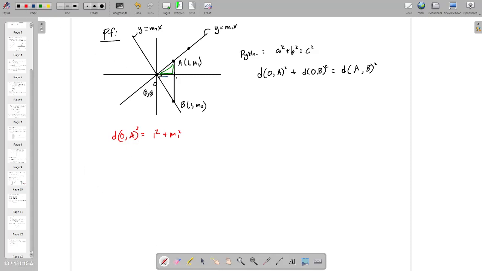Similarly, if we use this triangle, also a right triangle, we can find the distance between O and B squared. And that will be 1 squared plus m2 squared, like this. And then the distance between A and B squared, since they have the same x value, will just be the difference in the y. So the distance between A and B squared will be (m1 minus m2) squared, this.